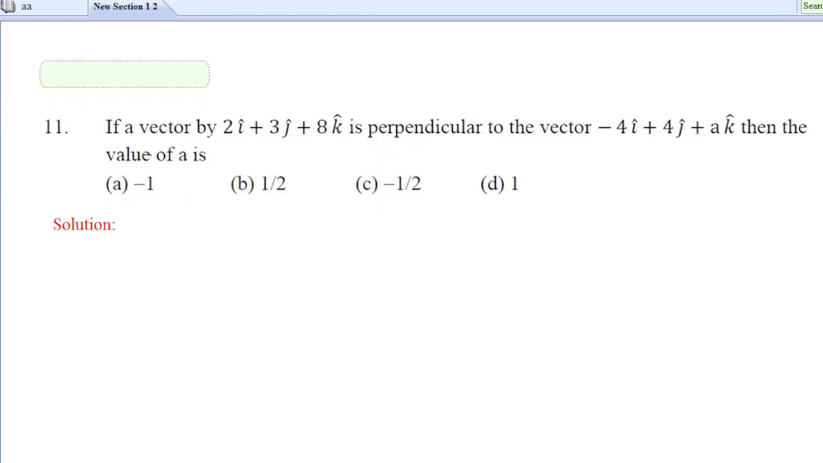The 11th question: if a vector 2i cap plus 3j cap plus 8k cap is perpendicular to the vector minus 4i cap plus 4j cap plus ak cap, then the value of a is.